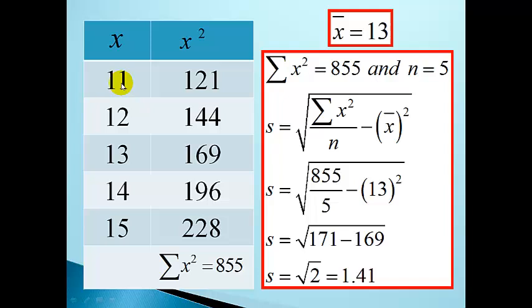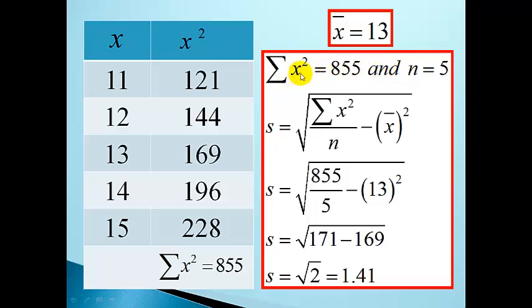Now when we square 11, we have 121. When we square 12, we have 144. 13 square, 169. 14 square, 196. 15 square, 225. Now take note that 15 square is 225. Please, summation of x squared. When we sum all these values, we have 855. I advise you to sit down, take your time, and do it one by one to see that whatever you are doing is correct. It's very important.